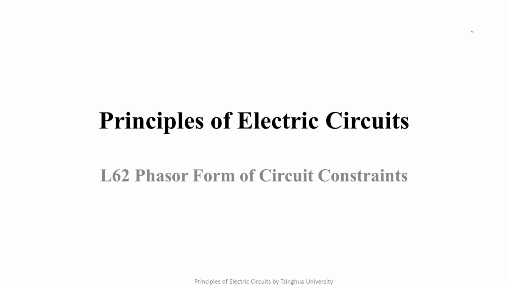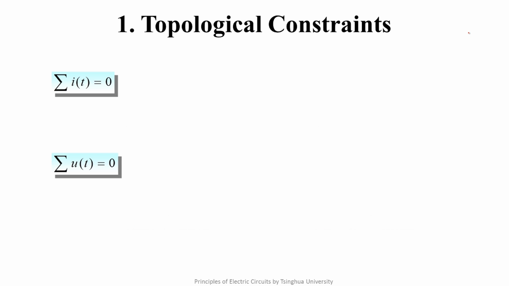As we know, listing the equation of a circuit needs two constraints, topological and element. In this lecture, we will discuss the phasor form of topological constraint and element constraint, which are suitable in time domain and the phasor domain. Let's focus on the topological constraints first. Topological constraints contain KCL and KVL.